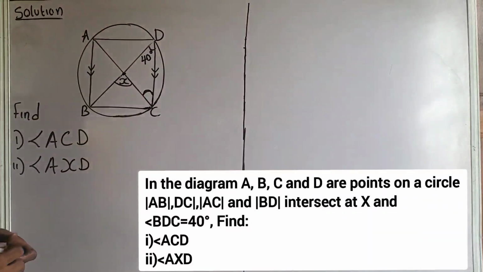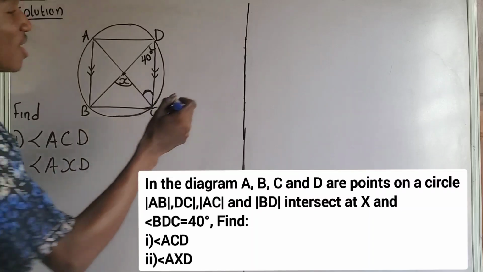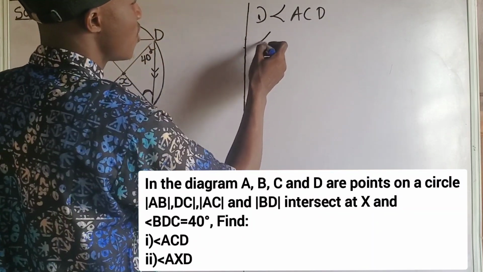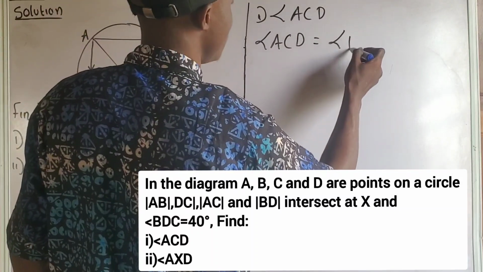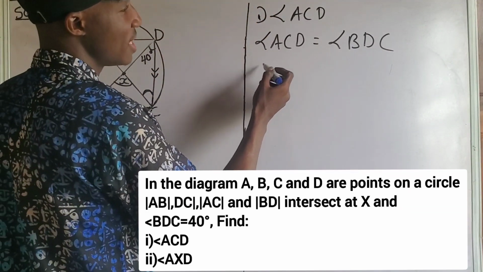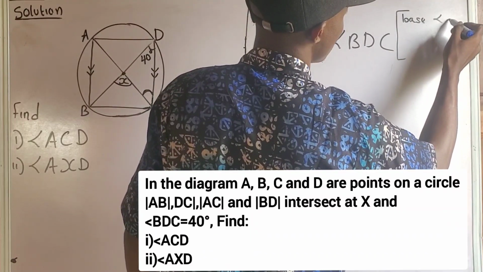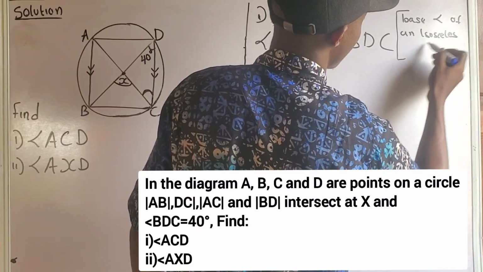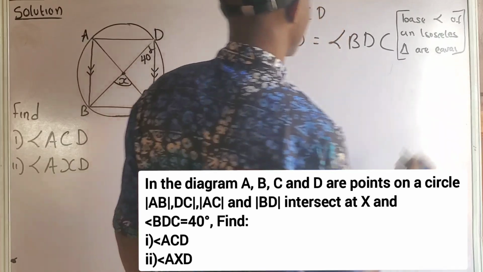Okay, please pay attention. I want you to pay attention now. This angle that you see here, let's start with angle ACD. Angle ACD equals angle BDC. The reason for that is that the base angles of an isosceles triangle are equal. Do you understand? I'm going to explain. Just pay attention.